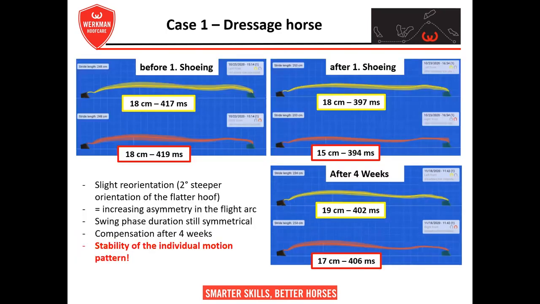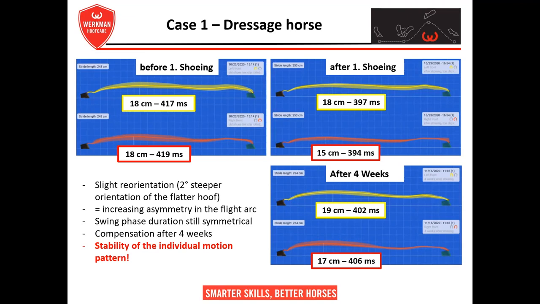So this was the situation before shoeing, and we compare it with the situation after the first shoeing. We did a slight angle correction, so I tried to adapt the angles of the hoofs, and we have a 2 degrees deeper orientation of the flatter foot. So we increased the symmetry a little bit, but if you have a look at the flight arc height, we see that the height of the flight arc now is asymmetrical. So suddenly we don't have a symmetrical gait pattern anymore, although we tried to achieve a symmetrical hoof. The swing duration stays unaffected.